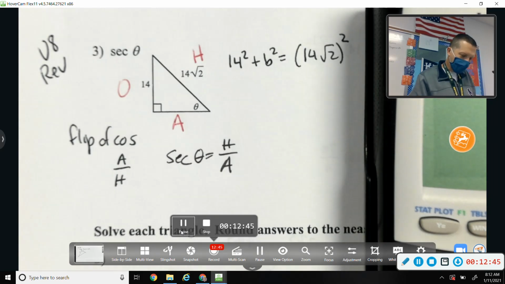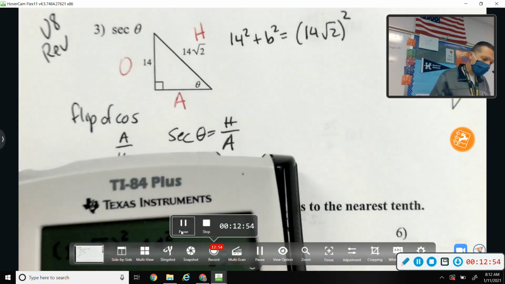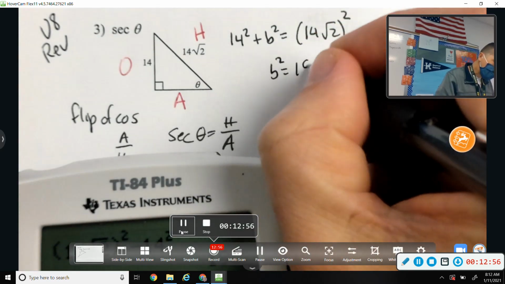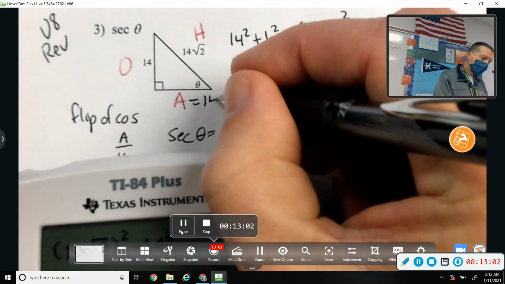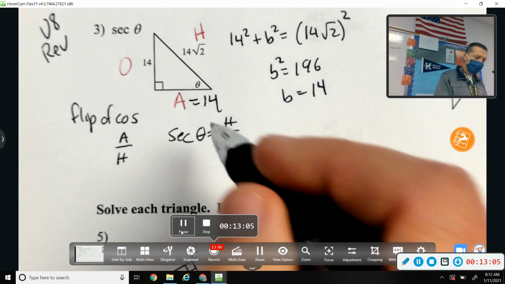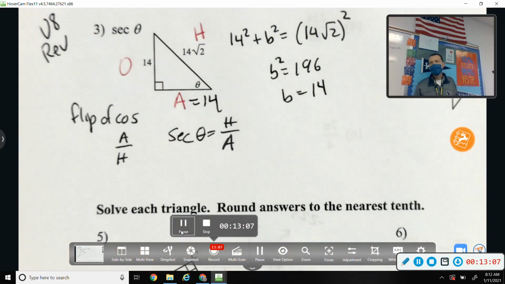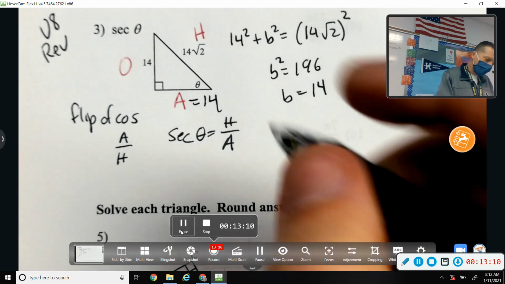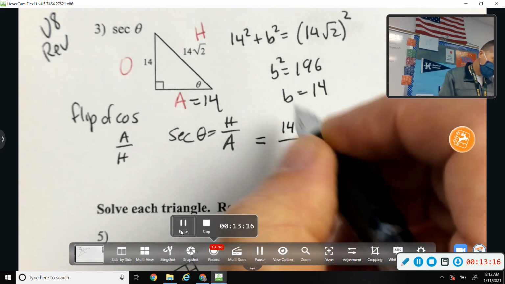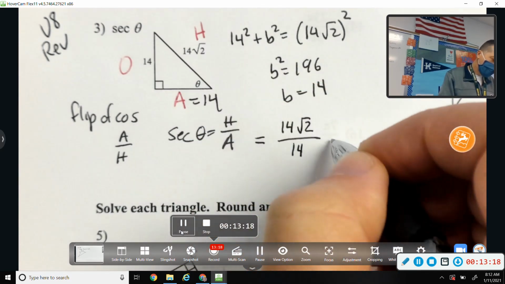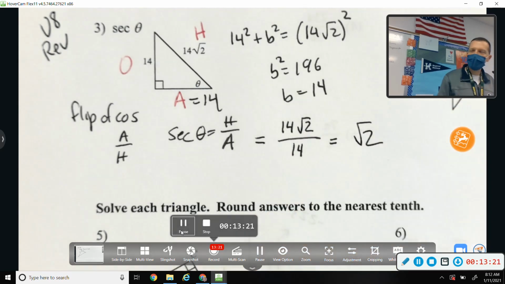14 square root of 2 squared minus 14 squared is 196. So b squared is 196, and if we take the square root of that, we get 14. And then maybe we realize, wait a minute, that's got to be a 45, 45, 90 right triangle. If we didn't see that, it doesn't matter. So h over a would be 14 square root of 2 over 14. Now the 14s reduce, and I'm left with square root of 2 for the secant of that angle.